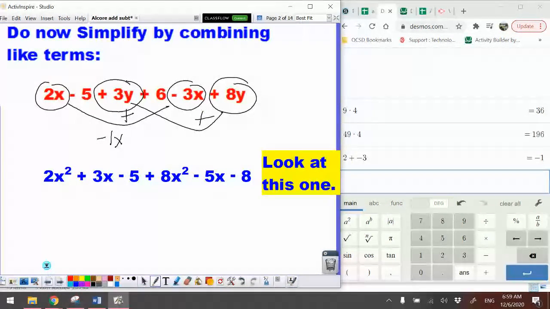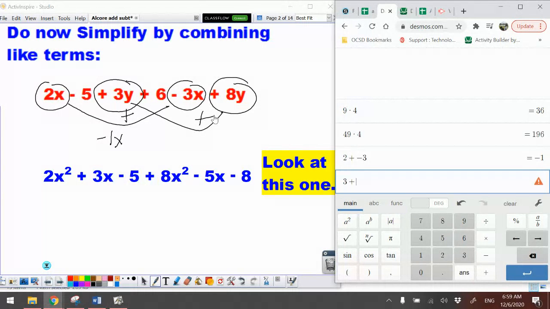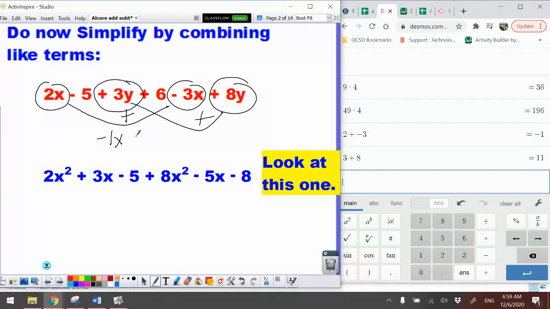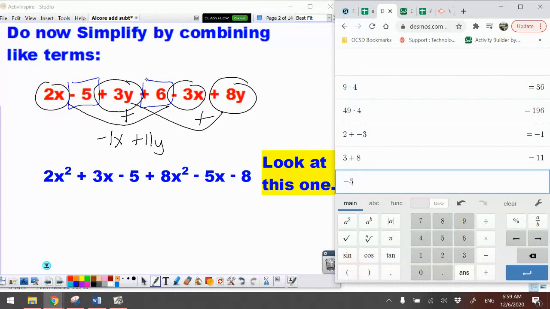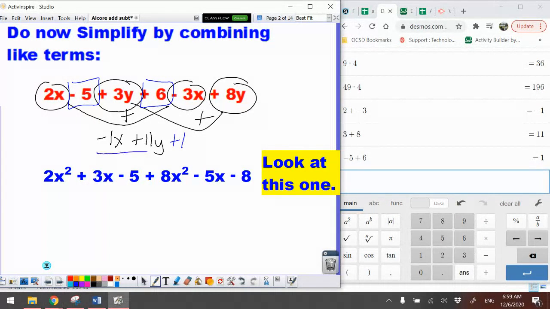Okay, if I move to my next set, I have a +3y and a +8y. And I'm going to add those guys. So 3 plus 8 I know is 11. So +11y. And the things that I haven't used, I have not used my -5 and I have not used my +6. So -5 plus 6 is going to give me a 1. So this is my simplified form when I'm combining like terms.